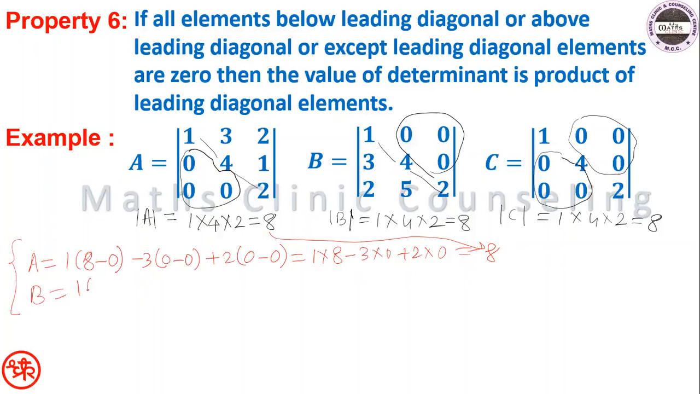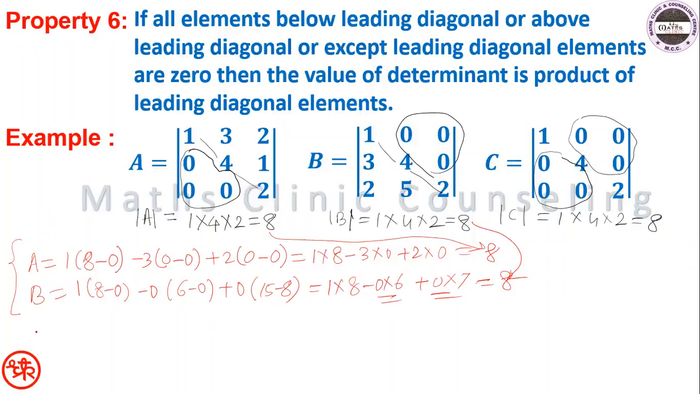Okay. So now 1 multiplied by (8 minus 0), minus 0 multiplied by 6, plus 0 multiplied by (15 minus 8). So you will get 1 into 8 minus 0 into 6 plus 0 into 7, and so it is equal to 8, because this is 0 and this is 0. So look at here, this value 8. Correct? Similarly, C. Is that clear?